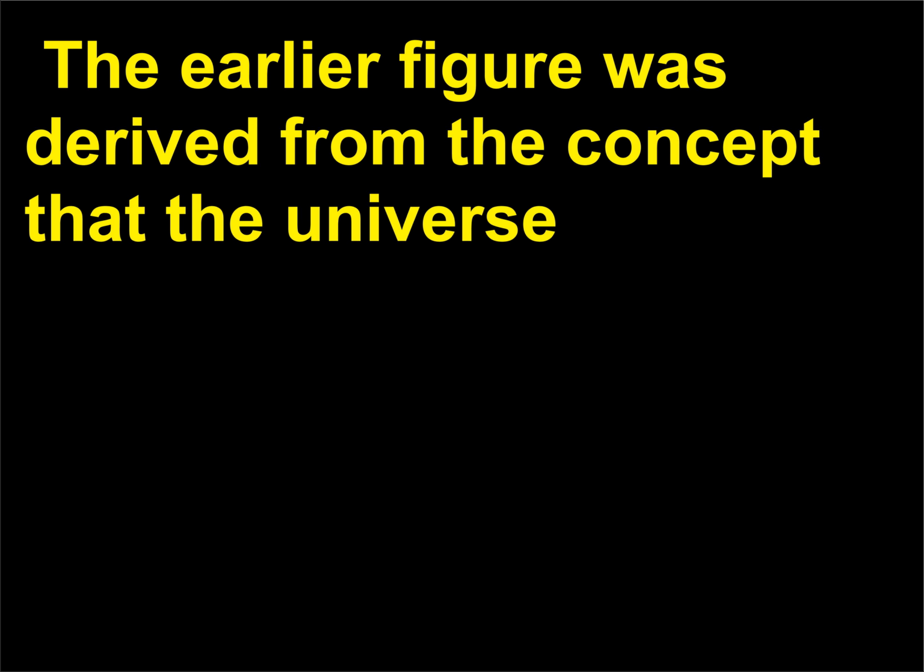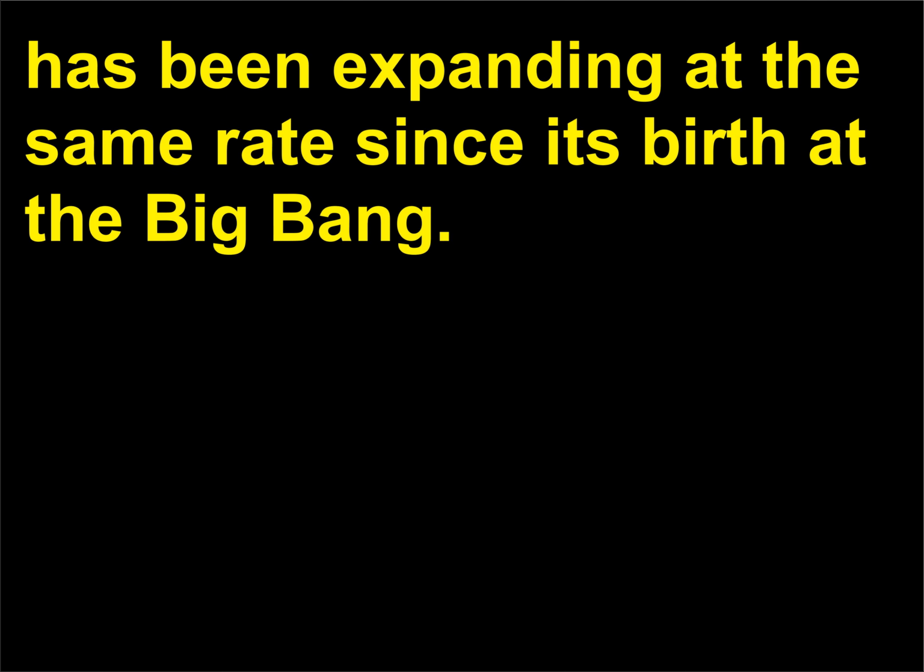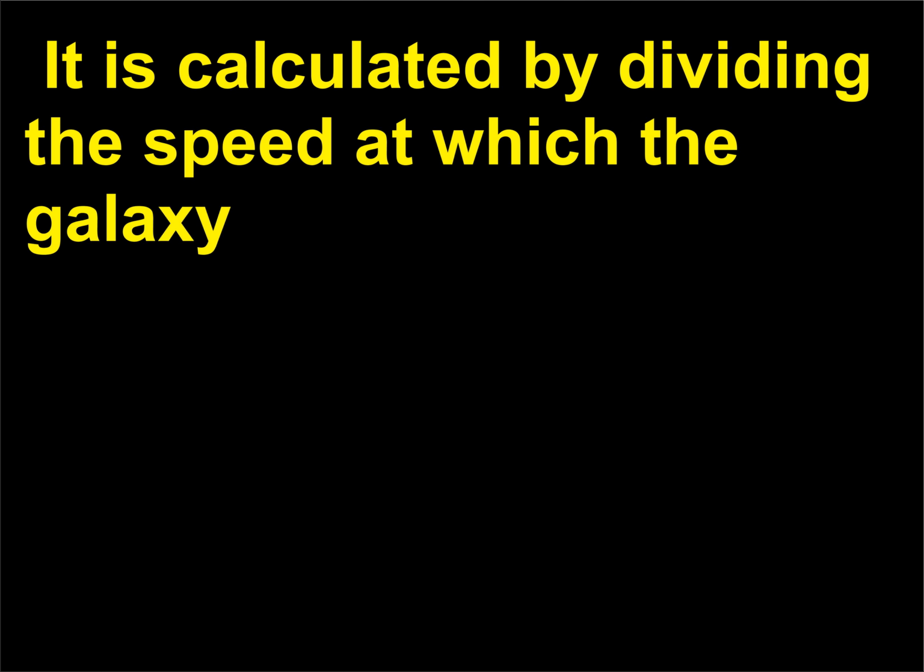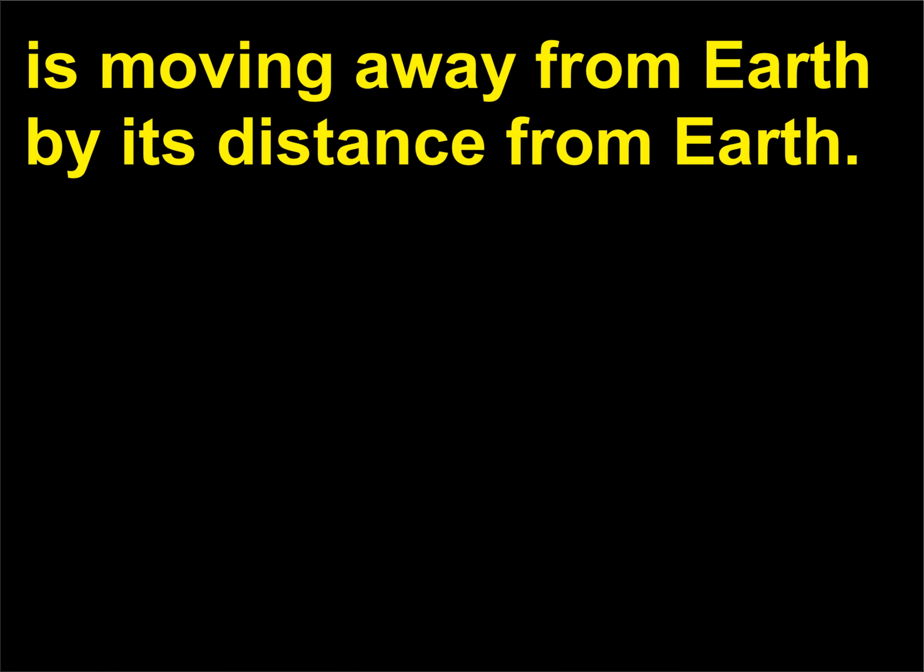The earlier figure was derived from the concept that the universe has been expanding at the same rate since its birth at the Big Bang. The rate of expansion is a ratio known as Hubble's constant. It is calculated by dividing the speed at which the galaxy is moving away from Earth by its distance from Earth.